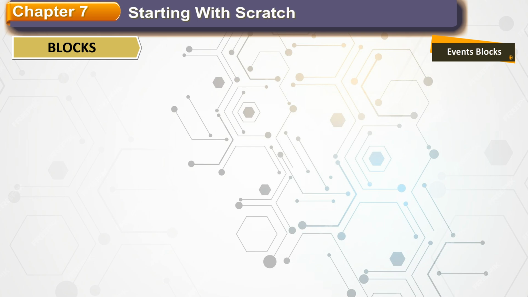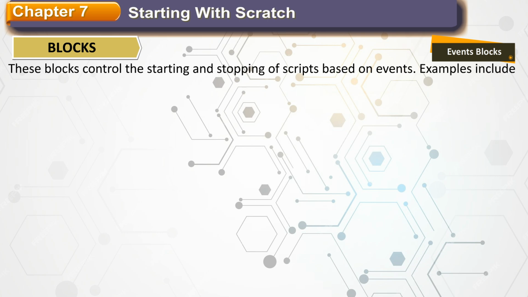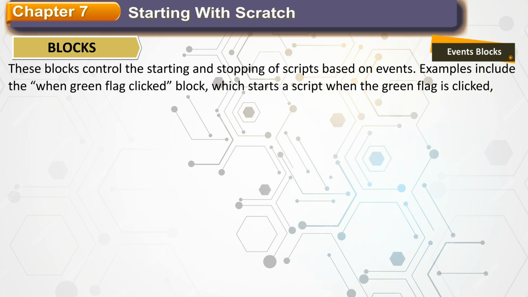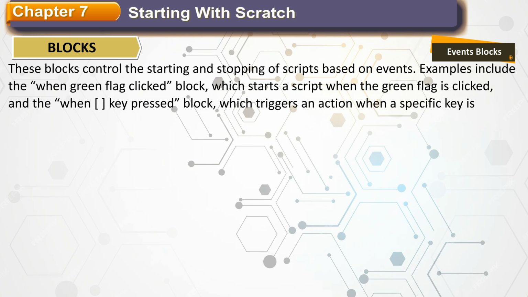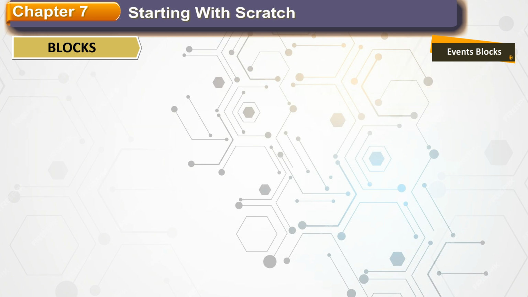Events blocks. These blocks control the starting and stopping of scripts based on events. Examples include the when green flag clicked block, which starts a script when the green flag is clicked, and the when key pressed block, which triggers an action when a specific key is pressed. Without this block, no program will run.